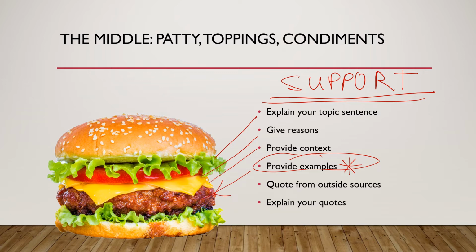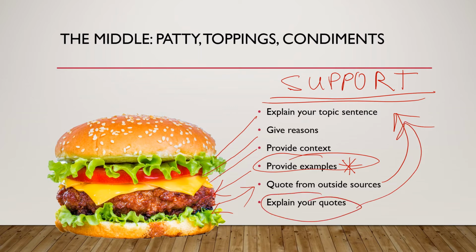And quoting from outside sources is also a very important thing you can do, and that also supports your topic sentence. And you should also always explain your quotes and how that quote supports your main idea. So there are a lot of elements that can go into the body of the paragraph itself, and all of these are meant to support the topic sentence and explain it in more depth.